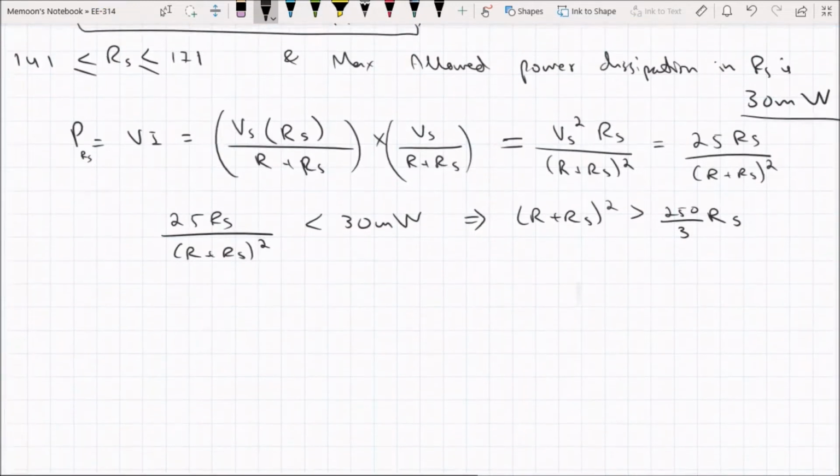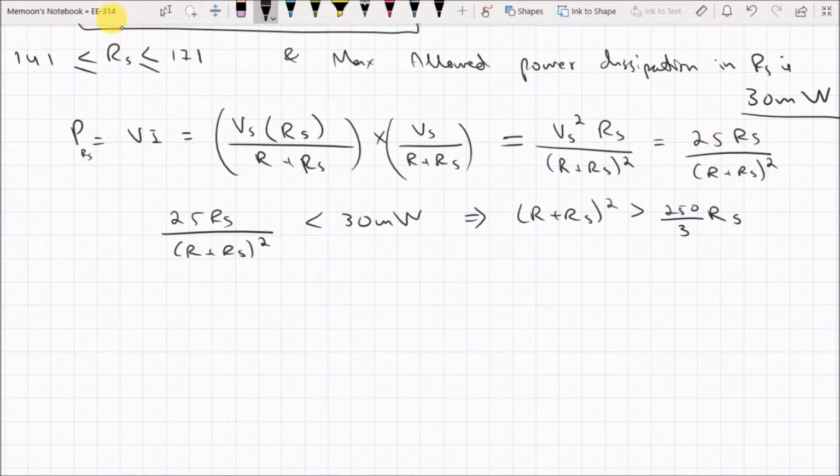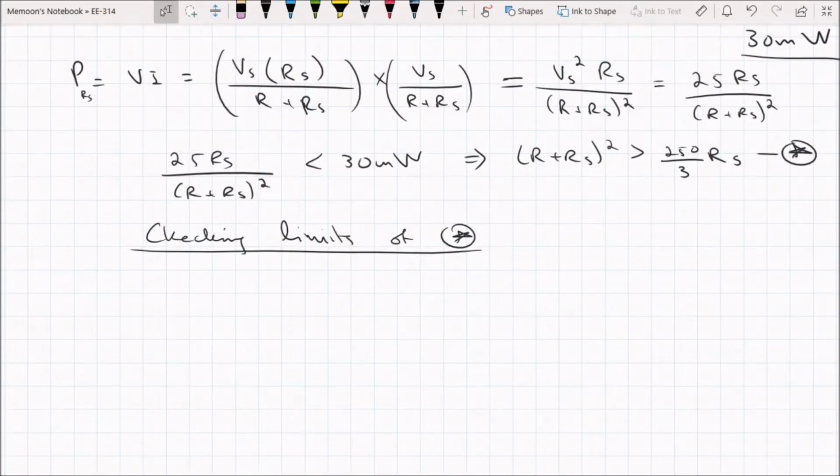Now let's check the limits of this equation. Let's put in both the values of Rs and find out what the value of R should be to keep the power less than 30 milliwatts.